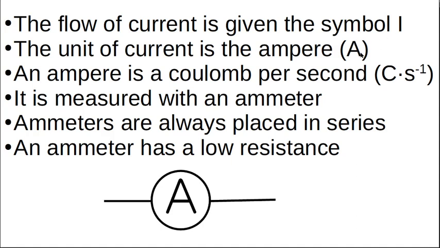So the flow of current is given the symbol I. The unit of current is the amp. An amp is technically a coulomb per second. We measure it with an ammeter. We place ammeters in series. We want to find out how many electrons are passing this point in a second. And the only way we can count them is to get in their way. So how many electrons went from here to here? You have to stand in their way.